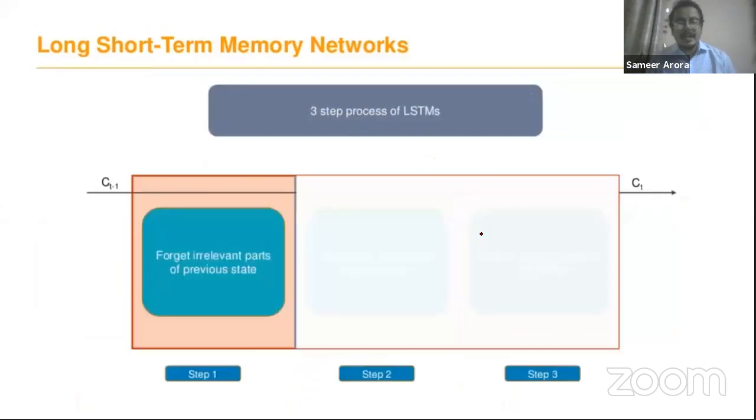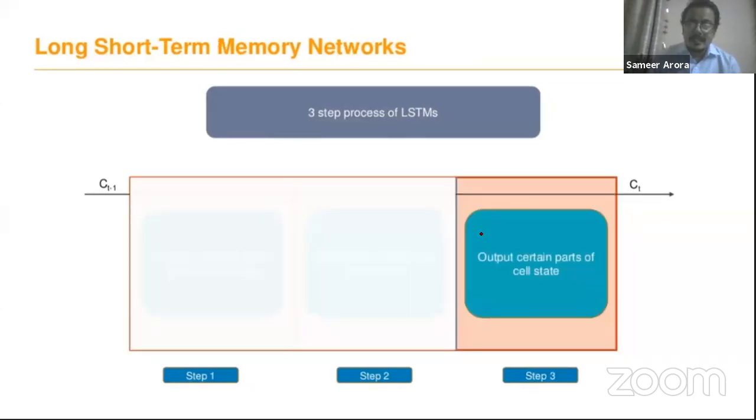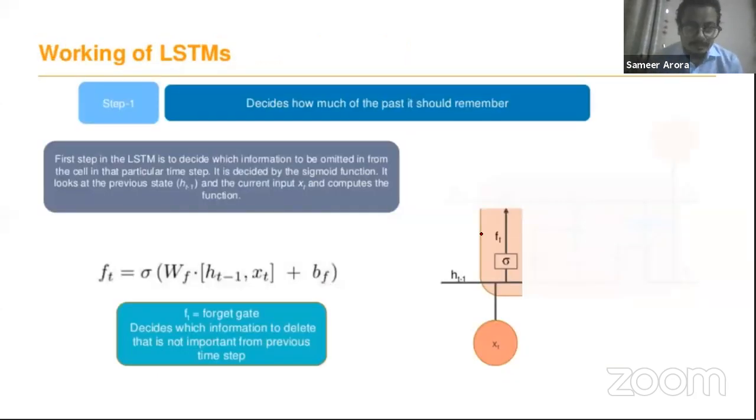So we can say it works in three simple steps. The first step is to forget the irrelevant part of the previous state, the second is to select the updated cell state values, and the third is to output certain parts of the cell state. So let us discuss each and every step. We will take it with examples.